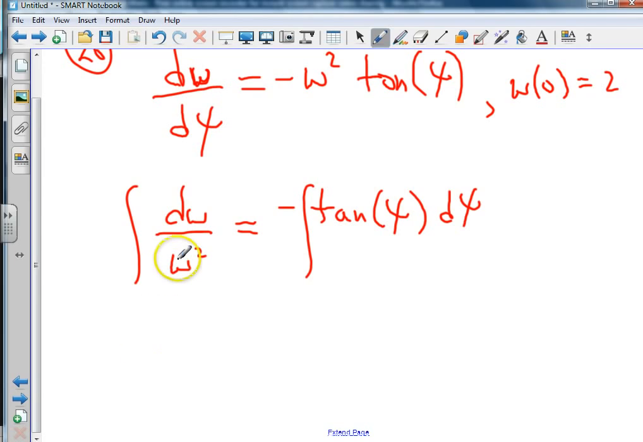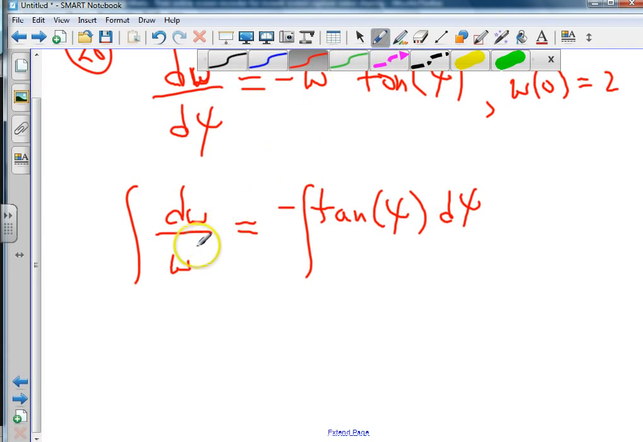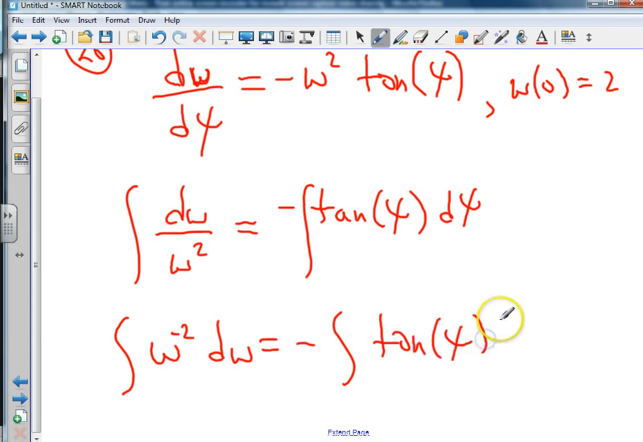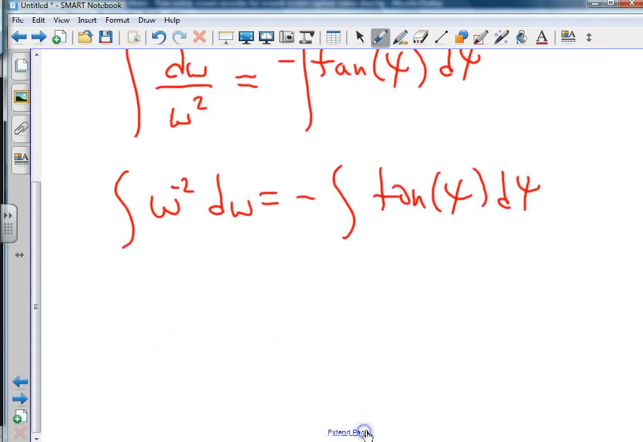Not ln. This is ln. This is not. Right. So this is the antiderivative of omega to the negative 2 d omega is equal to negative the antiderivative of tan psi d psi. And if you have to figure this out as a u sub with an ln based on sine over cosine, go for it. You're going to end up with ln of secant or negative ln cosine.